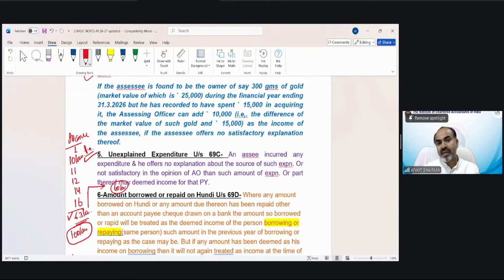So either he is going to explain that I have taken a loan of 60 lakh rupees, 40 lakh was my capital, 60 lakh was my loan. So he will show the documents of the loan, etc.